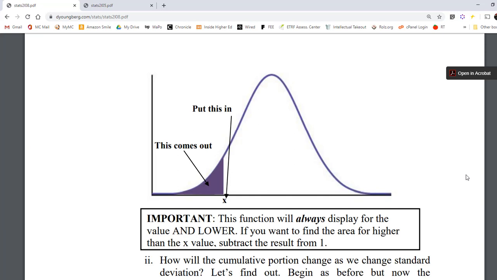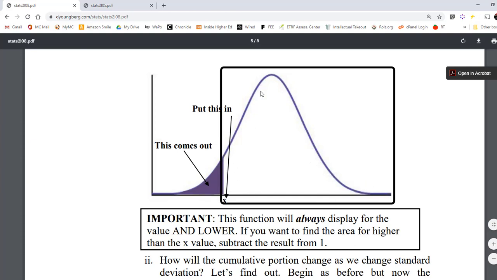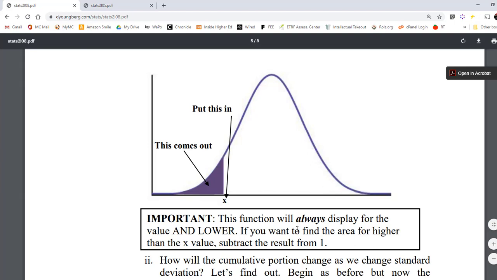This is an illustration of what that cumulative function is doing. It's always looking at the x value that you put in, and then it will output this area right here, this purple area, right, or lower. If you want this area right here, this larger one, then you have to do 1 minus that. If you want it or higher, you have to do 1 minus, subtract from 1 for the higher value.